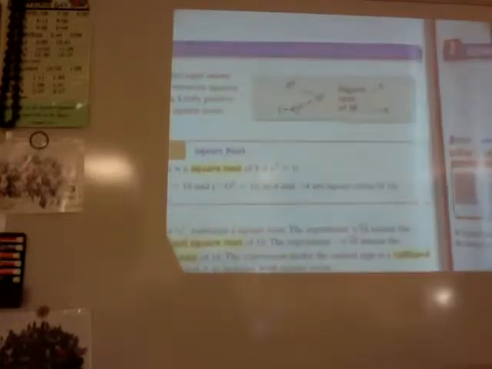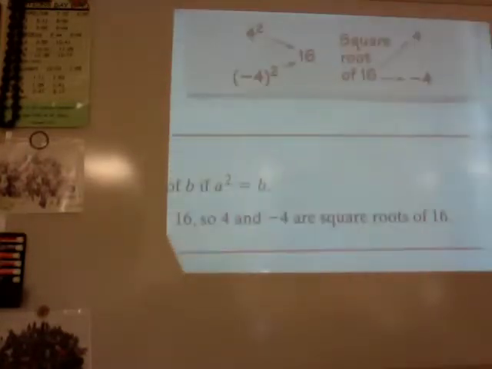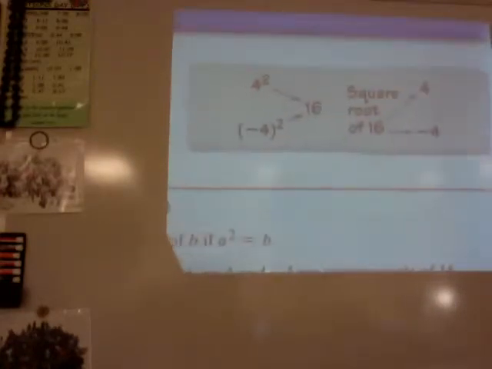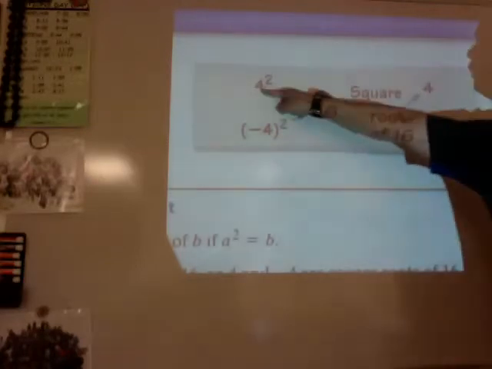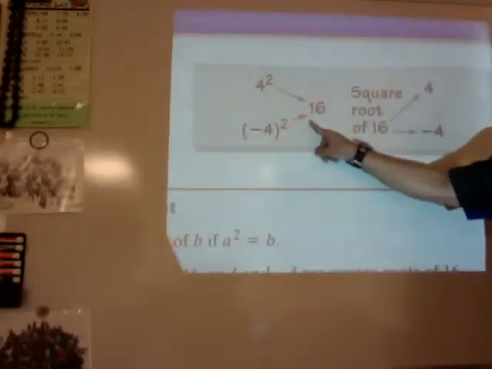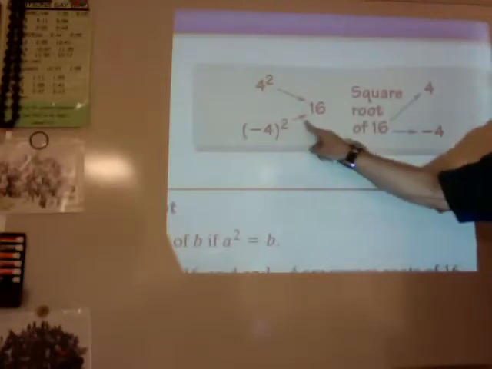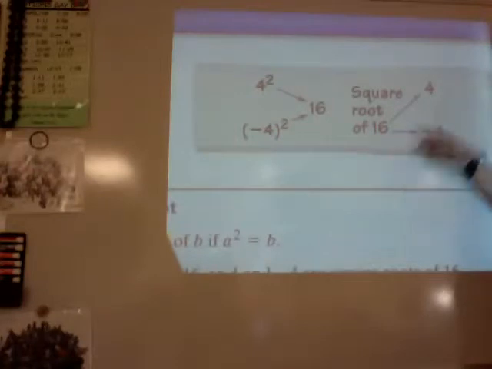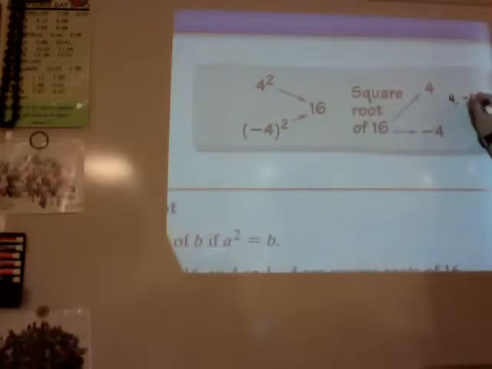If you look at this diagram here, the square root of 16 is 4 and negative 4. The reason is 4 squared is equal to 16. But negative 4 in parentheses squared is also equal to 16 because negative 4 times negative 4 is 16. So when you ask for the square root of 16, there's actually 2 answers, 4 and negative 4. You can write it 4 and negative 4 like this. Or another way of writing it, a shortcut way, is putting plus or minus 4 that way.